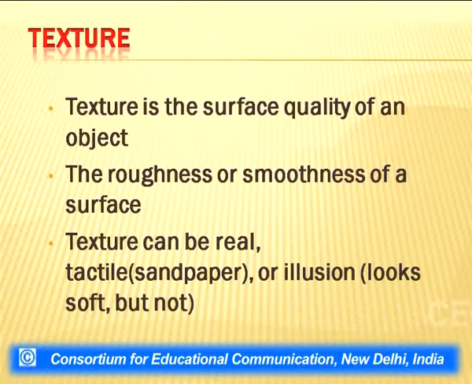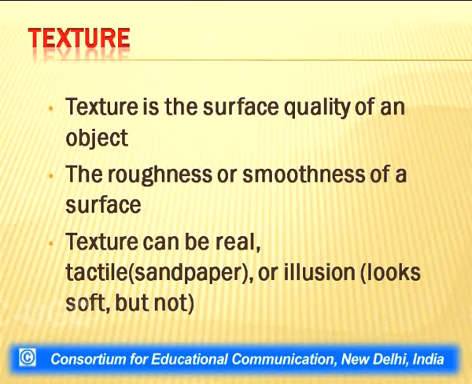So if I look at a wall and I say, okay, is it smooth, is it rough, those are the kind of things that we are talking about in texture. Let us look at how we define texture. Texture is a surface quality of an object. So again I am talking about a surface quality, it is the roughness or smoothness of a surface. We always say, okay, is it a rough surface or is it a smooth surface. So this is how we are defining texture.